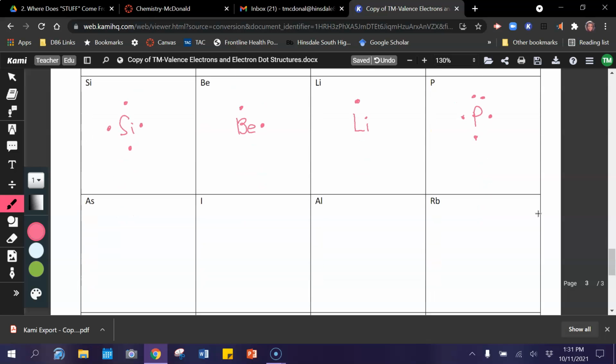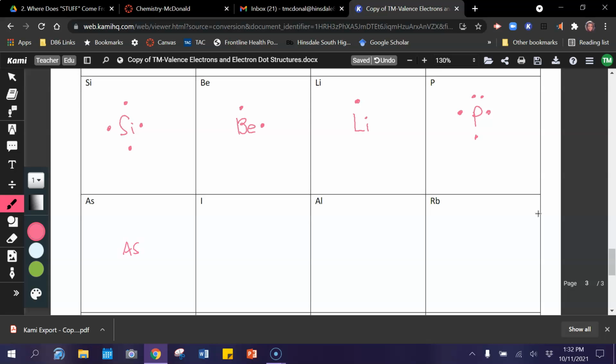And again, for phosphorus, notice the pattern that I used in order to draw them. I could tell if somebody didn't follow. If you end up with phosphorus looking like this, I know right away that you didn't go top, side, bottom, side in order to draw those out. So make sure that you're following that pattern. It's going to be very important later on when we do some bonding.